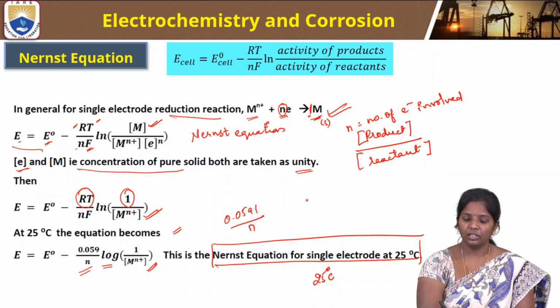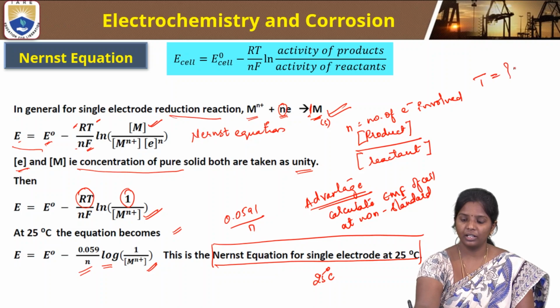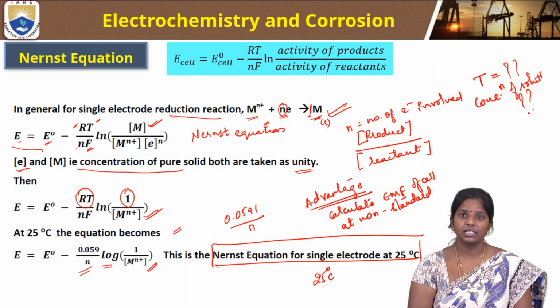What is the advantage of using this Nernst equation? The advantage is we can calculate the EMF of the cell at non-standard conditions. What are non-standard conditions? When the temperature is varying, or the concentration of the solution is varying. So at different concentrations and different temperatures, we can calculate the EMF of that particular cell. That is the main advantage of the Nernst equation given by the scientist Nernst.